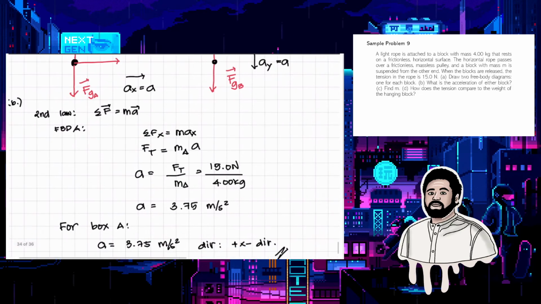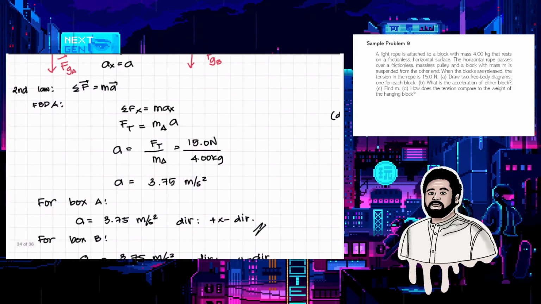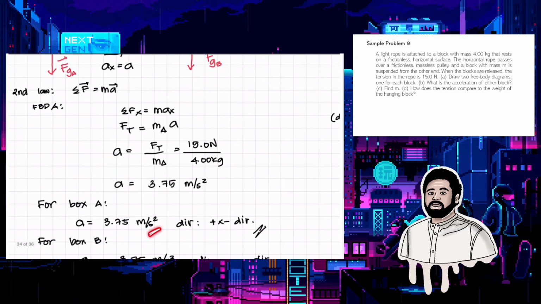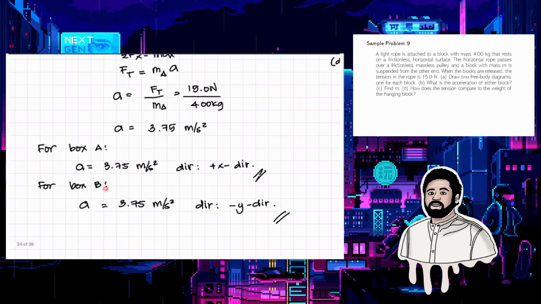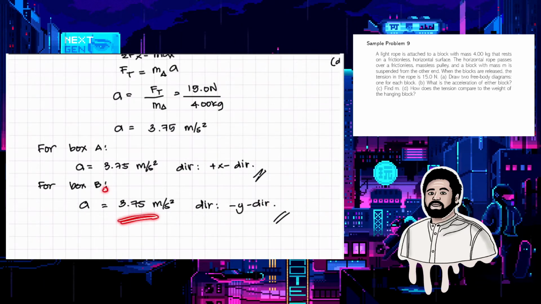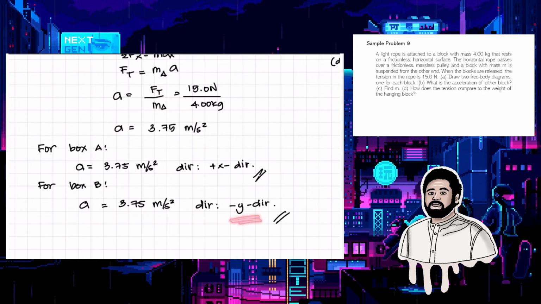So, box A is moving at a rate of 3.75 meters per second squared in the positive x direction. Meanwhile, box B will have the same magnitude, 3.75 meters per second squared, but in the negative y direction because it is going downwards. Okay? So, that's for our letter B.